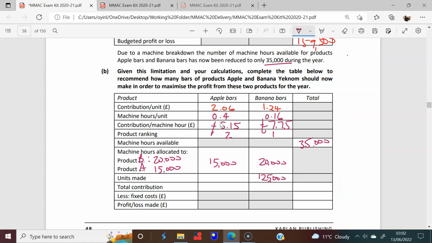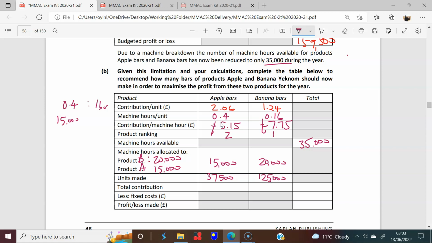So if you have 0.4 machine hours to make one bar, and you have 15,000 hours, the question is how many bars can you make with 15,000 hours? If it takes 0.4 hours to make one bar, it must be 15,000 divided by 0.4, which is 37,500. So you can make 37,500 apple bars.